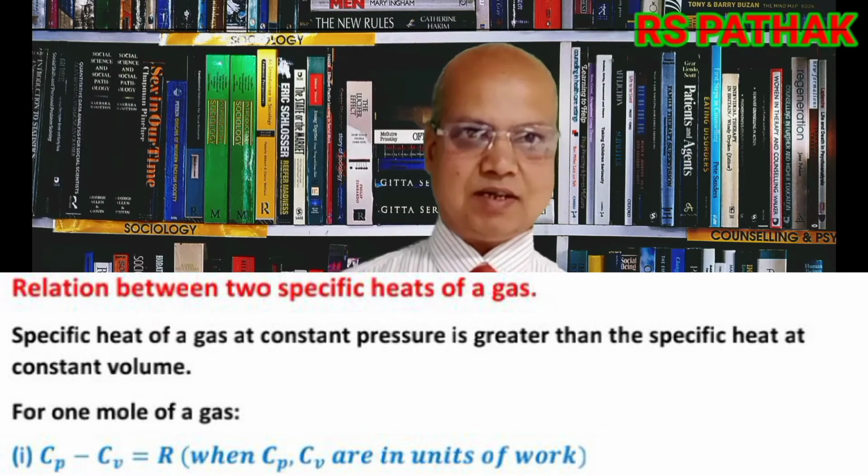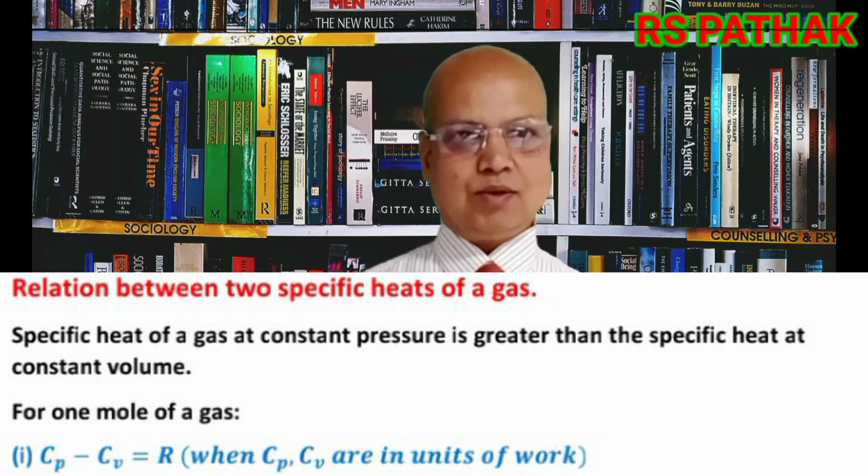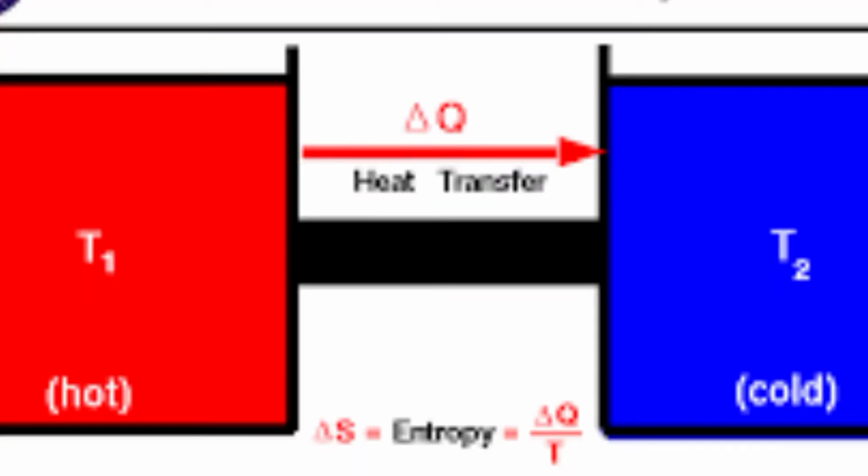Heat lost or gained by n moles of a gas is Q equal to n Cp delta T at constant pressure, and Q equal to n Cv delta T at constant volume, where n is the number of moles of gas. Now I will talk about heat engines.